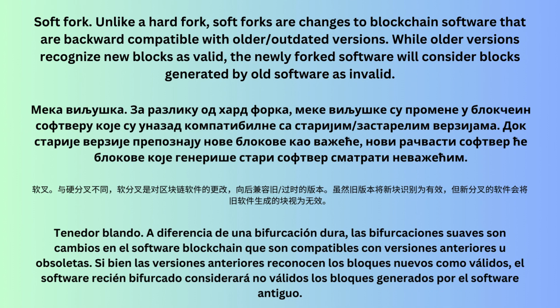Soft fork. Unlike a hard fork, soft forks are changes to blockchain software that are backward compatible with older, outdated versions. While older versions recognize new blocks as valid, the newly forked software will consider blocks generated by old software as invalid.